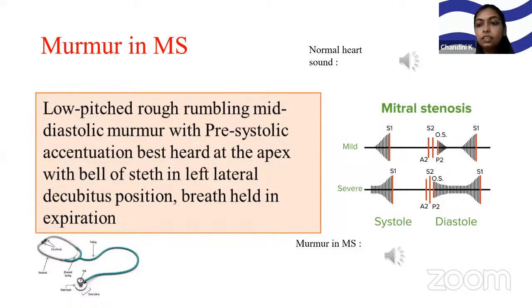So as we can hear, there is a pre-systolic accentuation with a mid-diastolic murmur. And as the disease progresses, the duration of the opening snap will decrease.